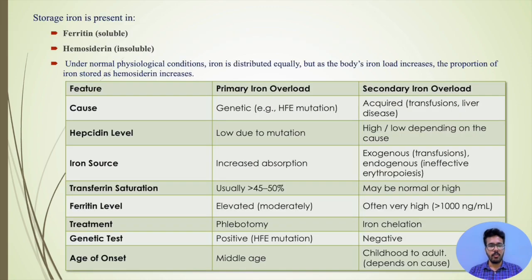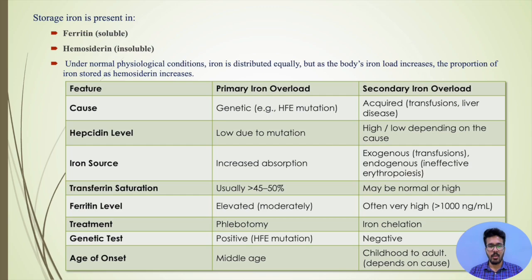Storage iron is present in the form of ferritin, which is a soluble form, and hemosiderin, which is the insoluble form. Under normal physiological conditions, iron is distributed equally, but as the body's iron load increases, the proportion of iron stored as hemosiderin increases. Coming to the differentiating features of primary and secondary iron overload. The cause of primary iron overload is mainly genetic, due to HFE gene mutation, whereas in secondary it is acquired, due to transfusions and liver disease.